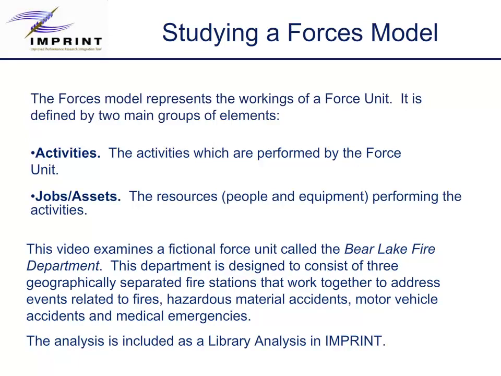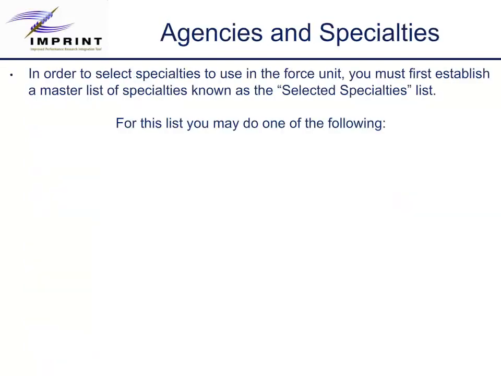For a forces model, there are 2 main groups of elements that must be defined. The first is the activities performed. This includes both planned and unplanned activities. The second are the jobs and assets needed to perform the activities. We are going to review the parameters in a made-up force unit called the Bear Lake Fire Department. If you have IMPRINT, you can open up this library model and follow along.